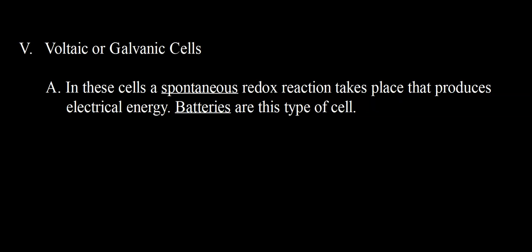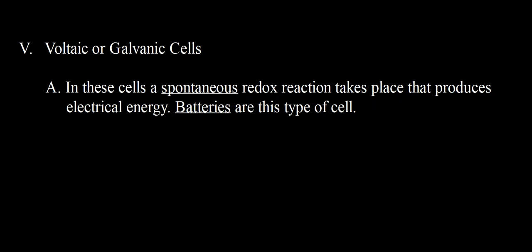The other type of electrochemical cell is known as a galvanic cell or voltaic cell, two different names for the same thing. In this type of electrochemical cell, it's kind of the opposite. You have a spontaneous redox reaction that occurs, and this reaction produces electricity. So electrons are forced to travel through an external circuit, and the movement of these electrons is electricity. An example of a galvanic cell is a battery.